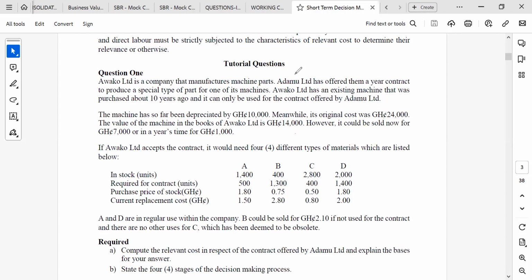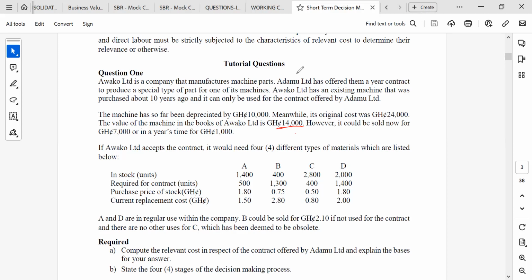We said the machine was purchased 10 years ago, but up to now it has depreciated by 10,000, and the value in the books is 14,000. The original cost was 24,000. Since the useful life given is 10 years, the value in the books is what we are going to use as the cost to depreciate by.